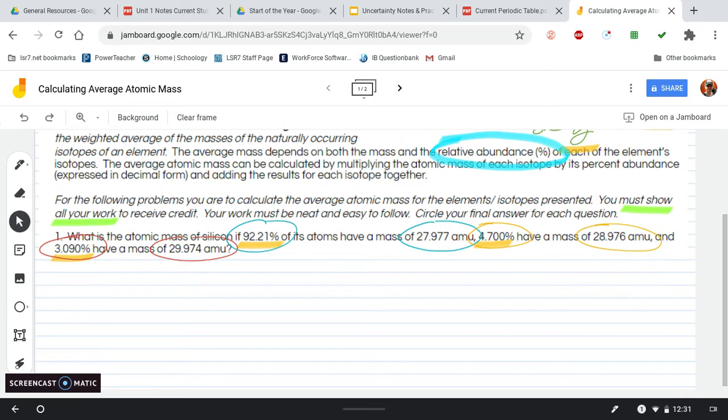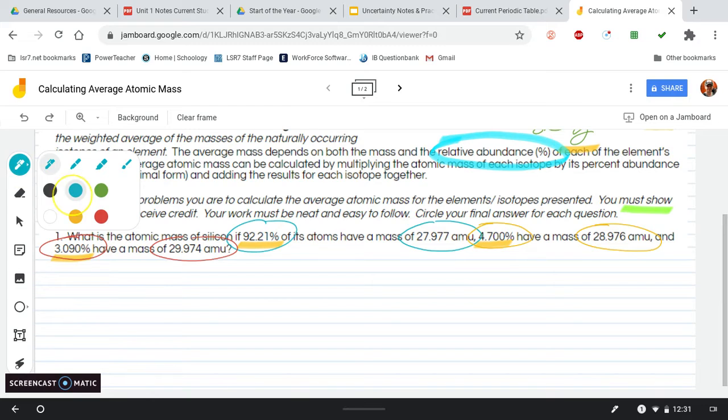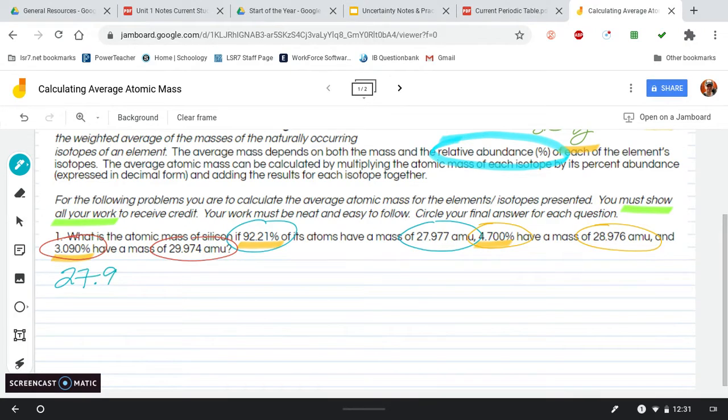You do need a calculator here. You cannot just watch me do math and learn it. You need to do it. So let's go ahead and get started. First thing you do is you take the mass and multiply it by the percent, or the percent times the mass. Doesn't matter. I'm going to do the mass first. So I'm going to do the 27.977. So that's grams or atomic mass units.